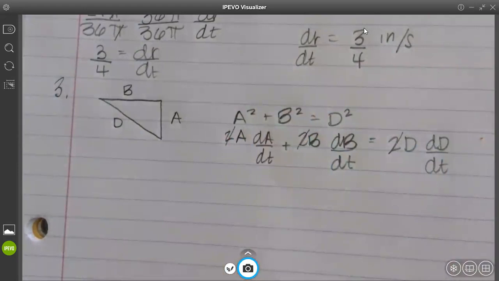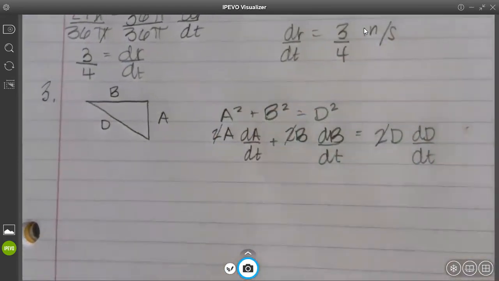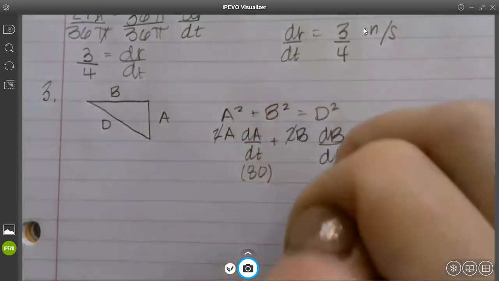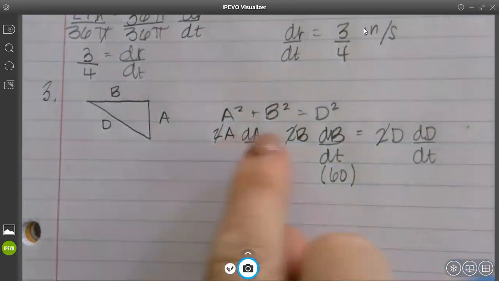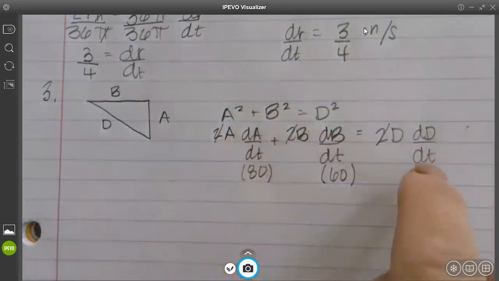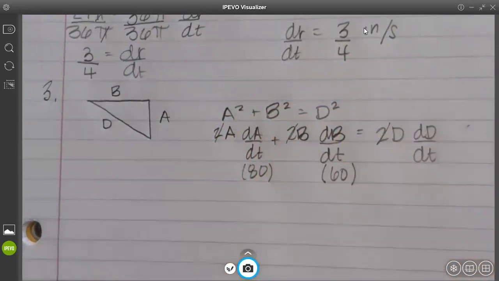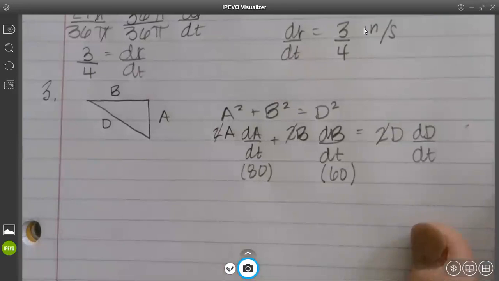What do we know? A's rate is what? And B's rate is? So now what? Say it one more time. Nope. I don't have A, B, or D. Remember, I'm looking for the distance rate. I don't know A, B, or D. How do I get A, B, and D? What are we looking for?